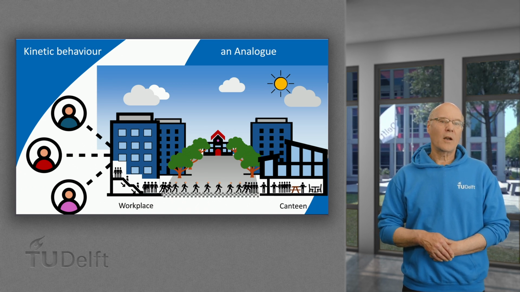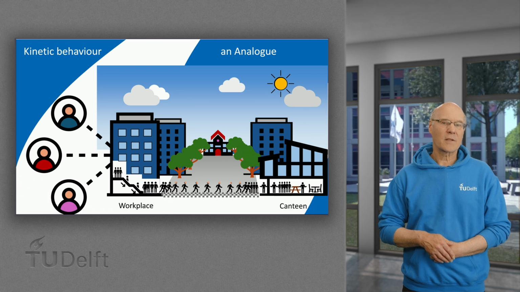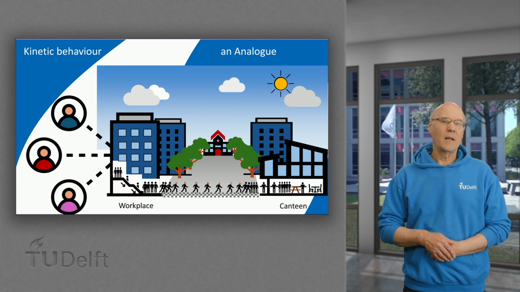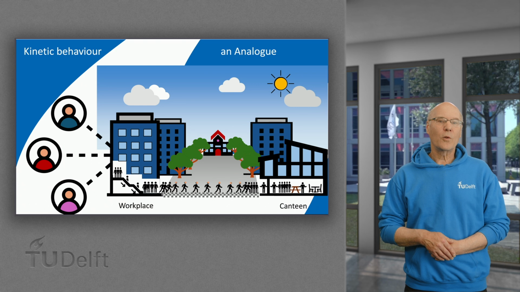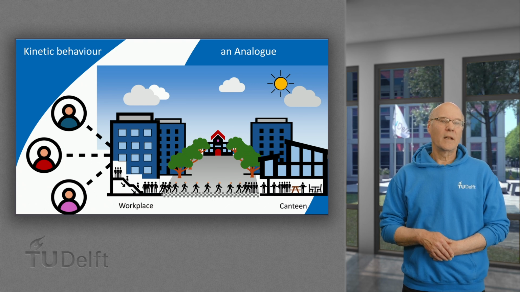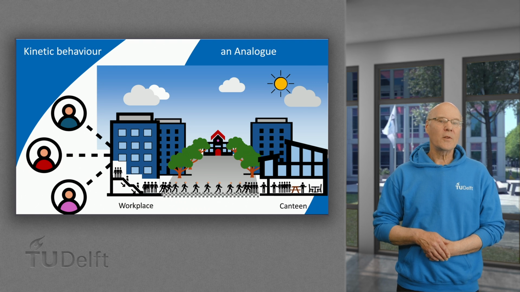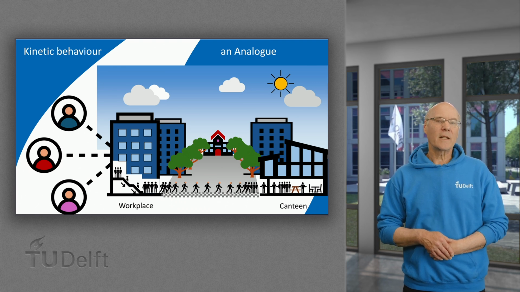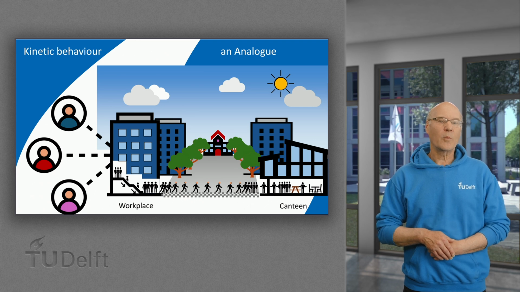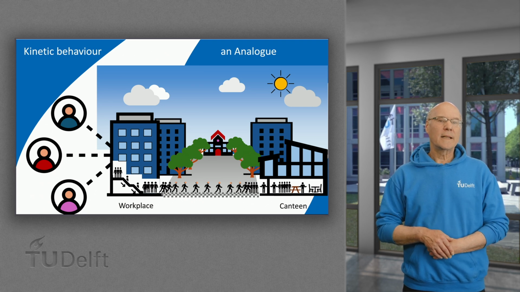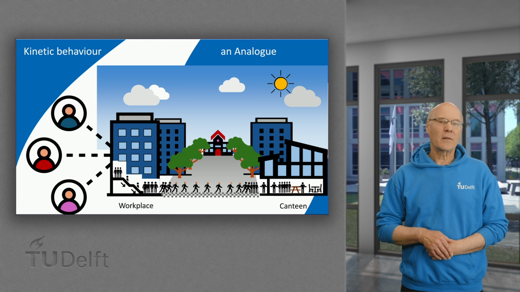People are taking off their hat and sunglasses, which takes some time. Then they must go through a door to get into the building. Once they are in the building, they must find their way to the canteen. And finally, when they are in the canteen, they must line up for the buffet and cashier. This is exactly what ions also experience once they go from one side to the other.